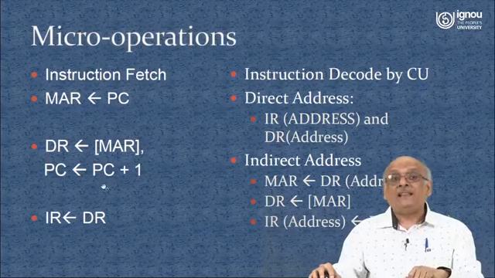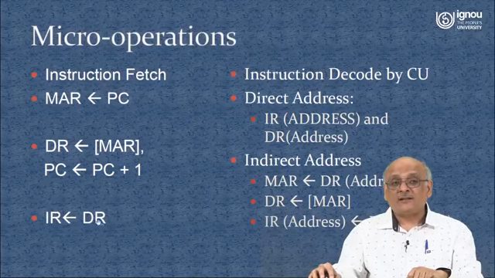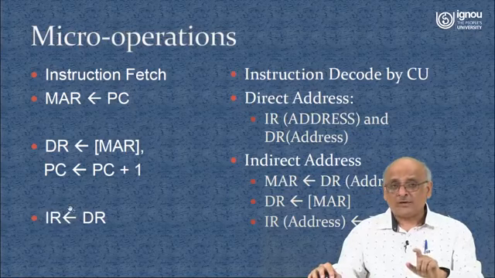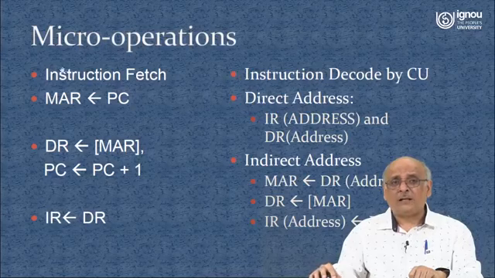Then finally the instruction register gets the data register. This value is transferred to the instruction register, which is related to the control unit. For interpreting it, we simply transfer it into the instruction register, where the operations can be performed. So this is how the whole sequence of instruction fetch works.